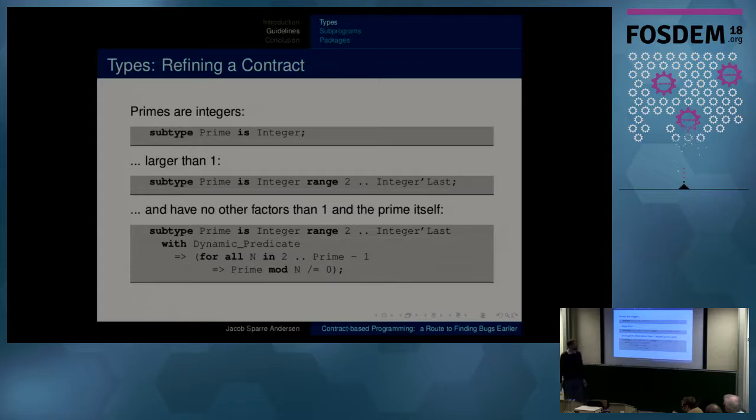Here we have primes, they're integers. They're larger than one. More specifically, they go from two, and then we can't handle larger than Integer'Last. And no other factors than one and the prime itself. Those of us who are already Ada programmers pride ourselves that Ada is readable. But I would like to see, for non-Ada programmers, is this correct? Does this look correct?